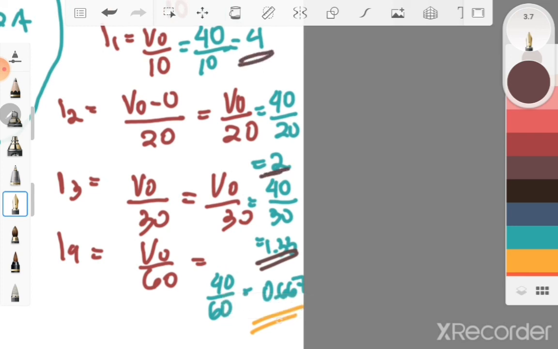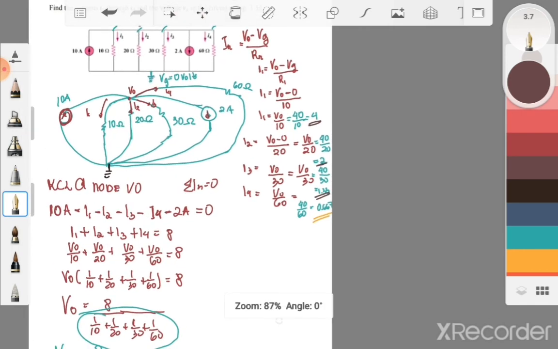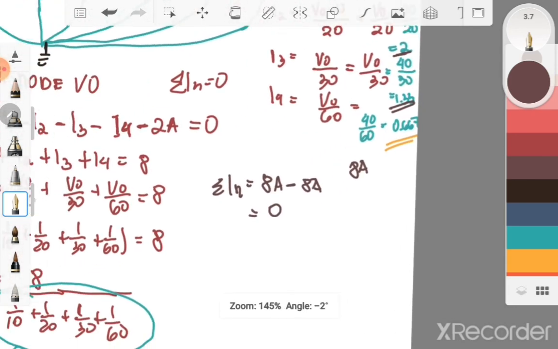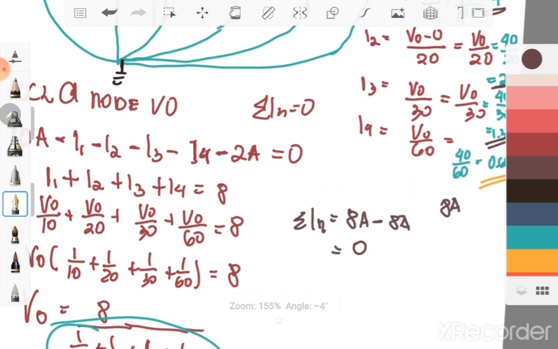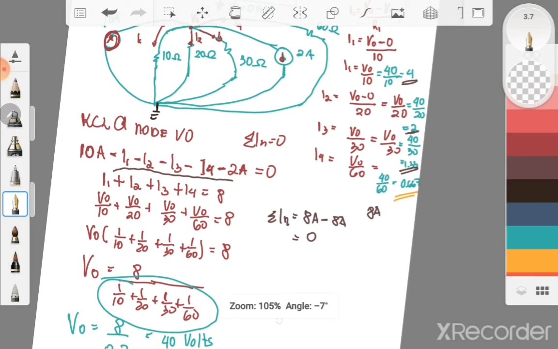So, based on the law of conservation of charges, if you sum up I1, I2, I3, and I4, it must be equal to the I source. Our I source is equal to 10 minus 2, which is equal to 8 ampere. And the summation of I n is equal to 8 ampere minus 8 ampere, which is equal to 0. Why did it become minus 8 ampere, sir? Because we transposed it, right? Negative I1 minus I2 minus I3 minus I4. Right? It must be equal to 0.